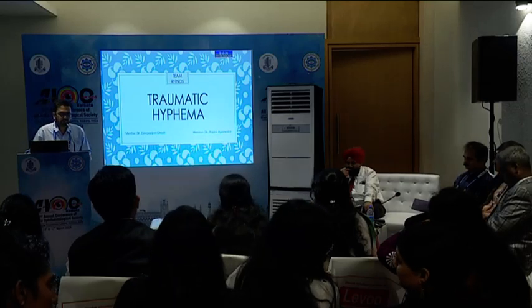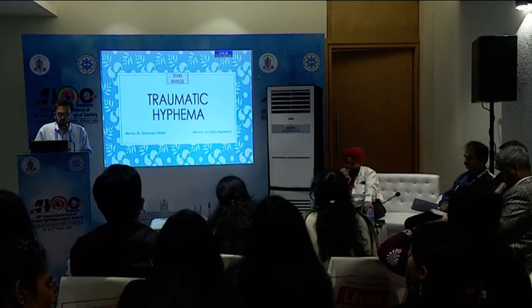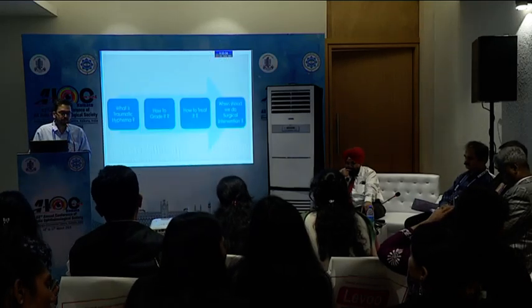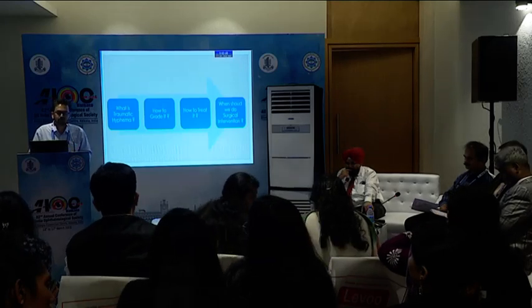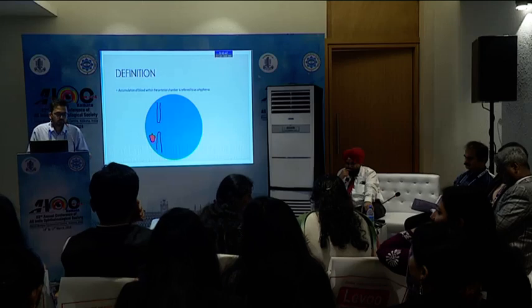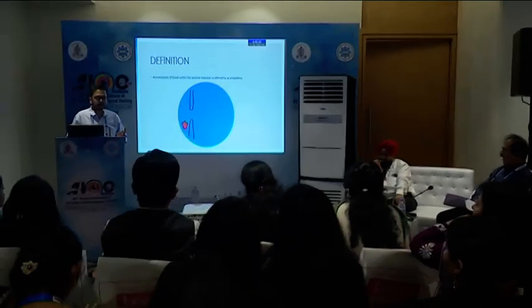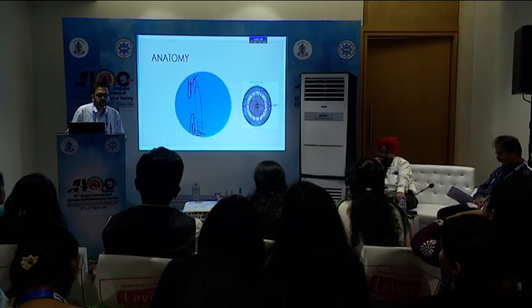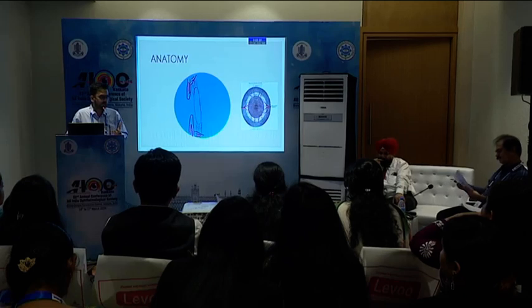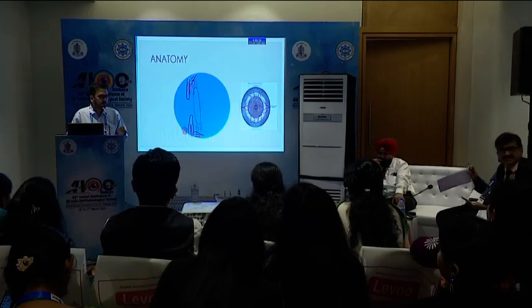Good afternoon, students. Today we will learn a very interesting topic, that is traumatic hyphema. So here we will learn 4 things. One is what is traumatic hyphema, how to grade it, how to treat it, and when should we do surgical intervention. So first of all, what is hyphema? Hyphema is accumulation of blood within the anterior chamber. Now from where the blood has come? We know iris blood vessels and ciliary blood vessels are present in the anterior chamber, and so any leakage of blood from that will lead to hyphema.